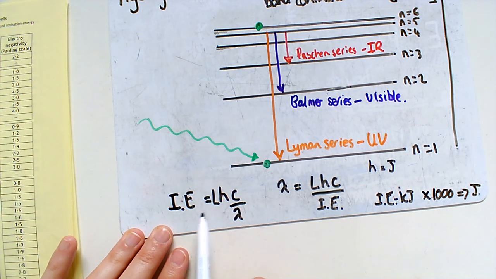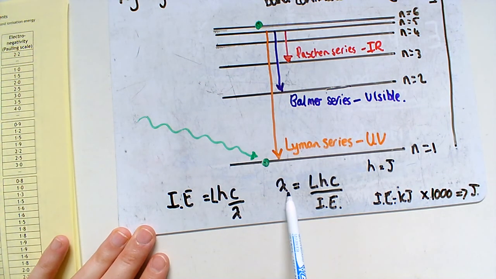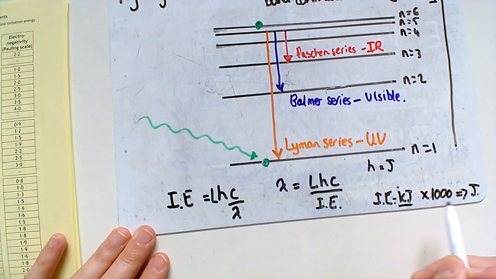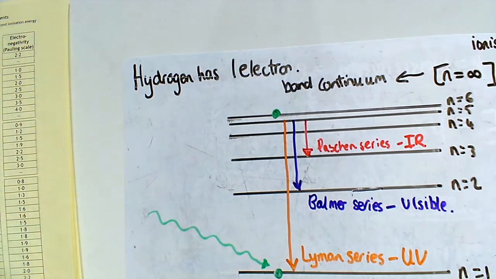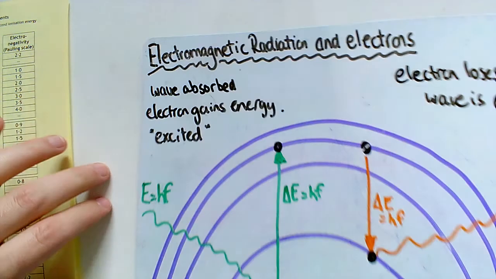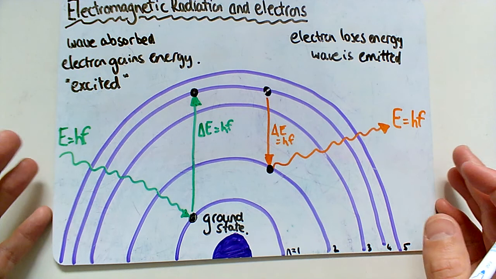Okay? So ionization energy is LHC over lambda. The ionization energies are given to you in the data booklet on page 11, and you can work out the wavelength using this equation. But remember that if one value is in kilojoules and the other value is in joules, you need to turn kilojoules into joules by multiplying by 1,000. So that hopefully illustrates why electromagnetic radiation is important in chemistry, and why that was the first thing we made you do, which is work out the energy.